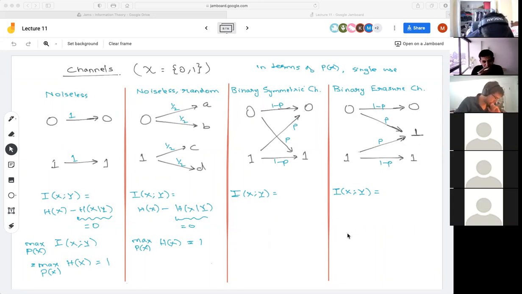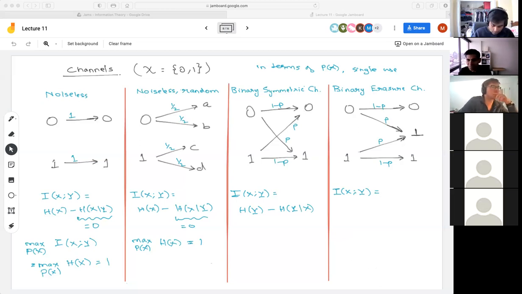I think this one is easier to compute with the h of y minus h of y given x expression. Yeah, that sounds right. Okay, let's do that. Because it's symmetric, this h of y term is, or maybe I should leave that off. The h of y given x is the interesting one. Right, let's do that. Can you say what either of these terms looks like?